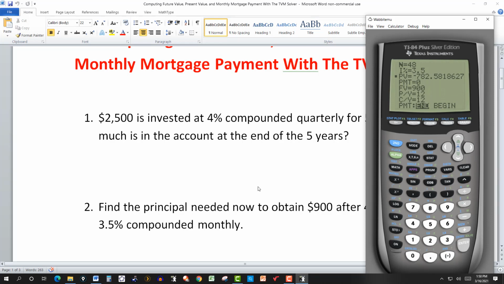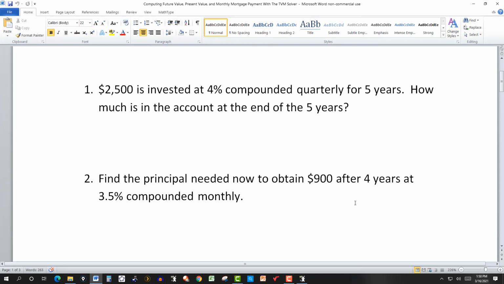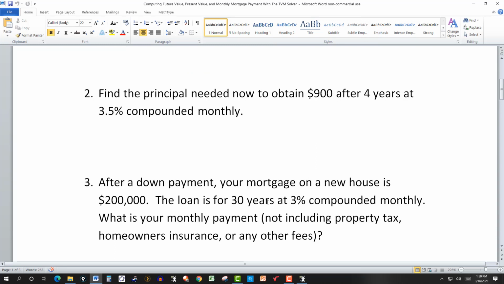Now let's go to the next one. After a down payment, your mortgage on a new house is $200,000. So you're going to buy a new house. The loan is for 30 years at 3% compounded monthly. What is your monthly payment? We're just computing the monthly payment, so keep in mind that you're going to have to add property tax, homeowners insurance, and some other fees for the year. But right now, what's your main mortgage payment?